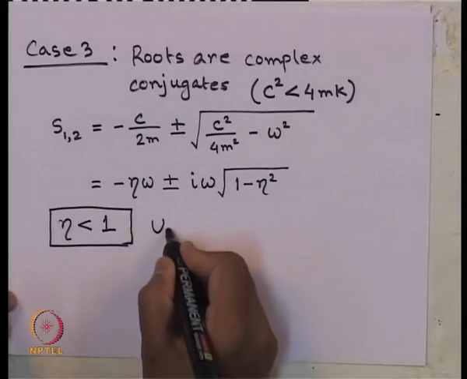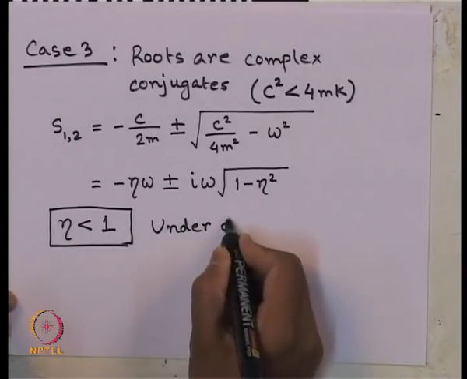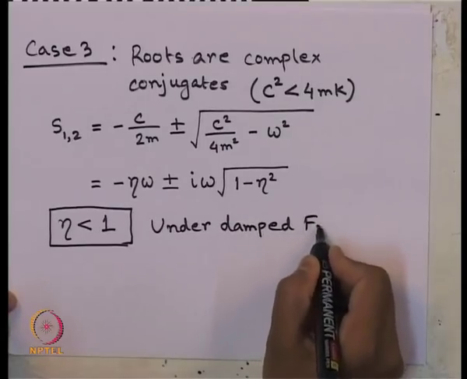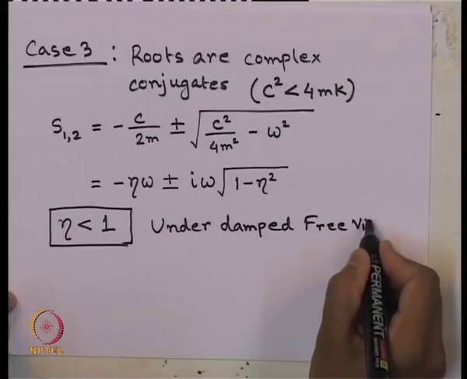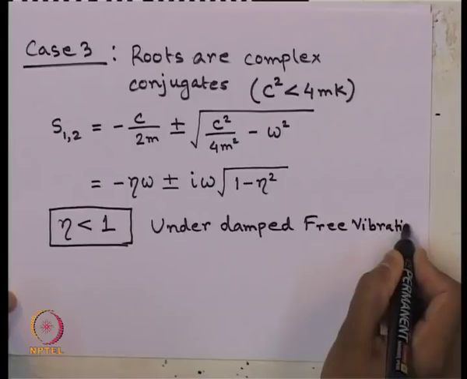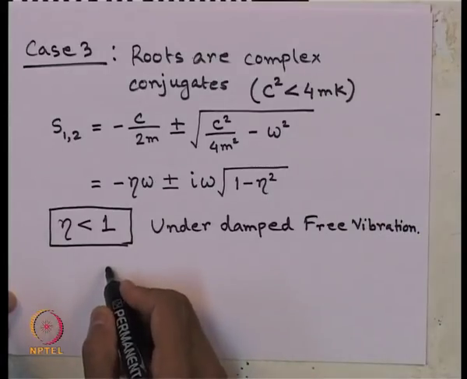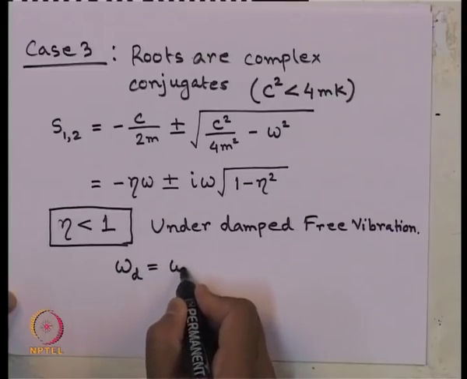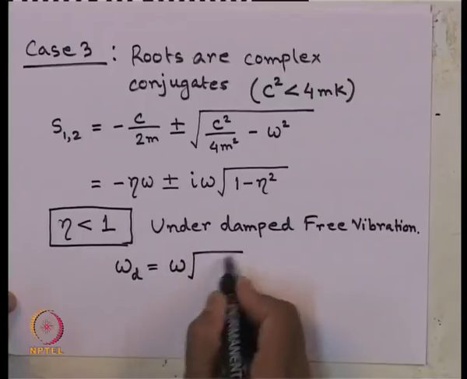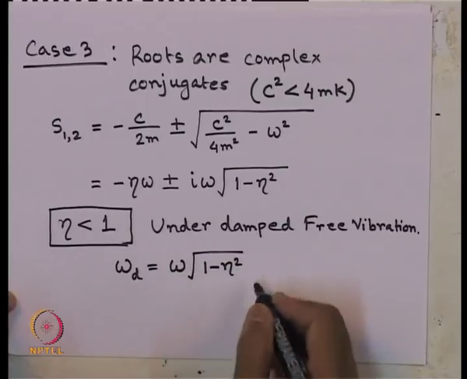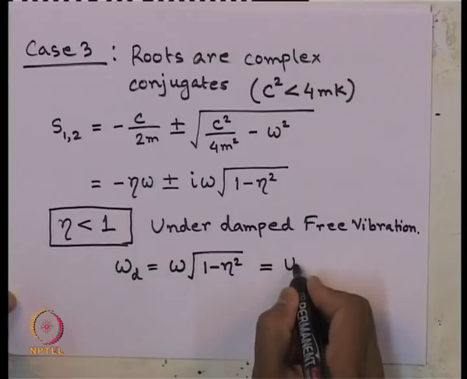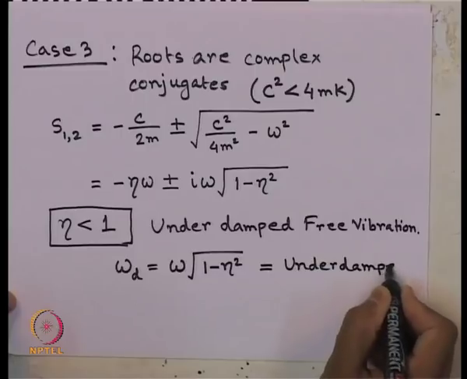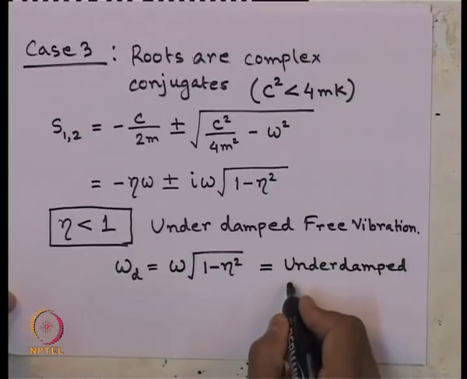So, this case is called under-damped free vibration. Now, let us define another parameter omega d, which is expressed as omega times root over 1 minus eta square, which is called under-damped frequency.